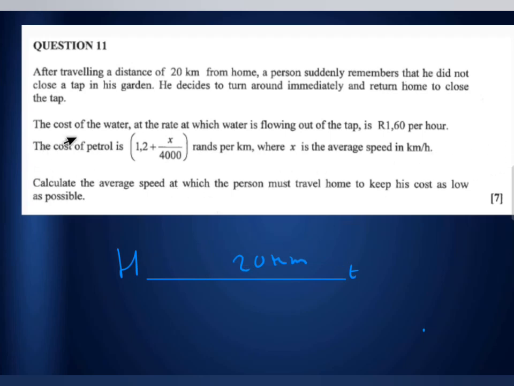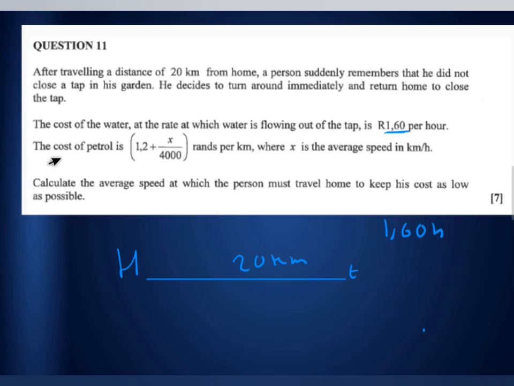They said the cost of water, at the rate at which the water is flowing out of the tap, is 160 per hour. So we're going to say 160 per hour, or 1.6 if you want. Whatever amount they give you, when they say per meter, it means you multiply that number by the distance. But here, because they said 160 per hour, it means we're going to say 160 times the hour.